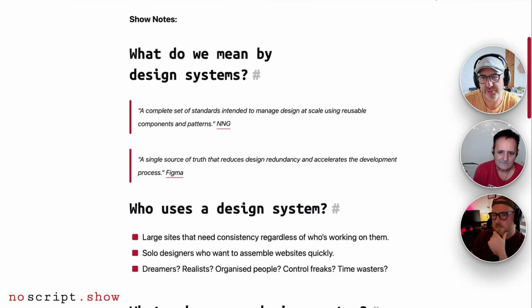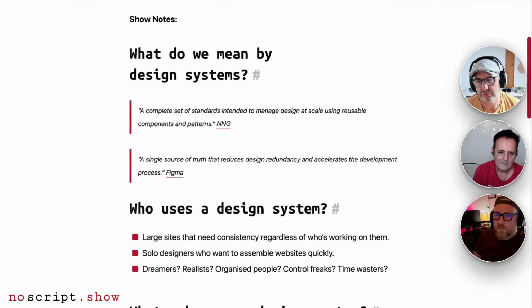Okay, that makes sense. Paul, do you want to do any more on that before we move on to the next section? Yeah, sure. On the definitions, I much prefer the NNG one: a complete set of standards intended to manage design at scale using reusable components and patterns. Just because it gels with me a little bit better.